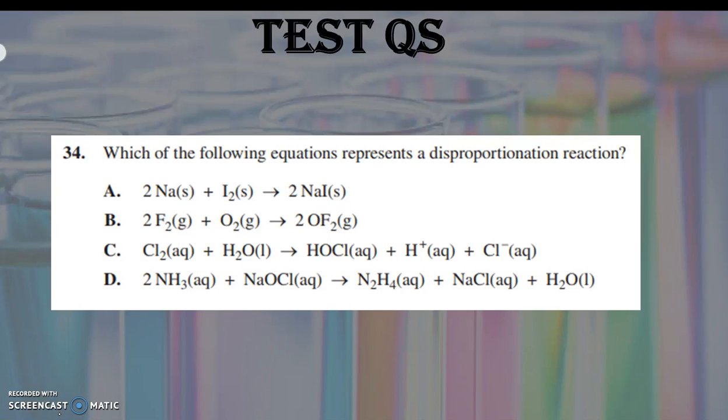The questions on disproportionation will become a lot easier once we do oxidation numbers. But here's a basic example. Which of the following equations, from an old diploma exam, represents a disproportionation reaction? A, B, C, or D?